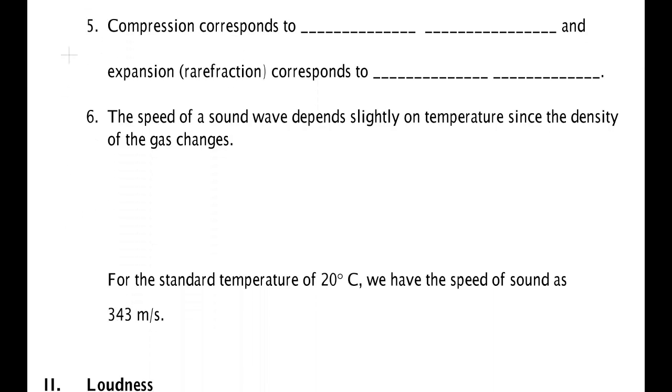Compression corresponds to a higher pressure. So when you compress the molecules together, you'll get a higher pressure. And when you get expansion, that is, you pull the molecules apart and the density drops down, sometimes called rarefaction, this corresponds to lower pressure. They're still antinodes.